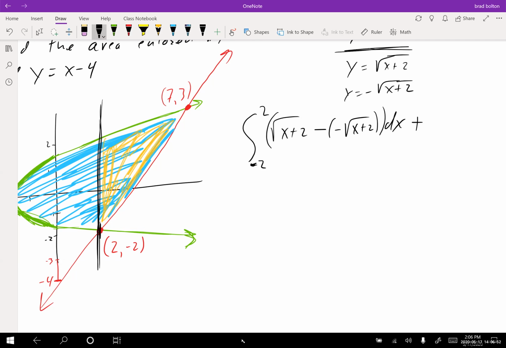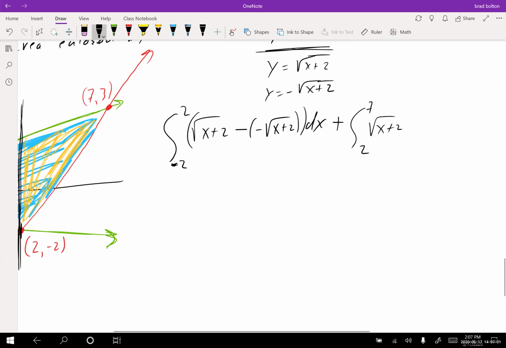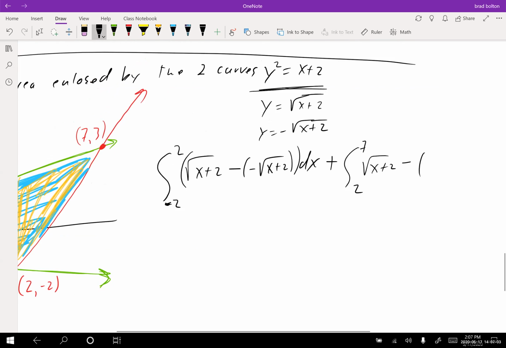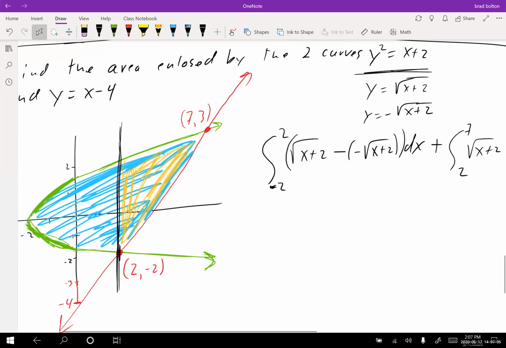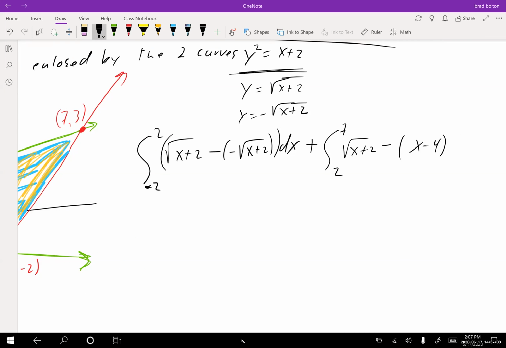So then we would have to go the integral from, let's see here, from 2 to 7, where we have square root of x plus 2 minus, and then the line, which is what, x minus 4, dx. So that would be that parabola. And it's a little bit of a hassle.